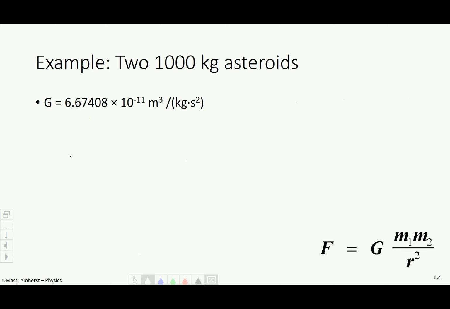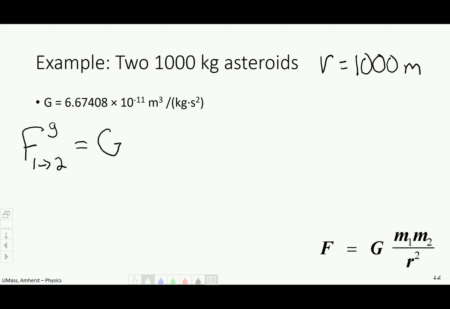So we're going to talk about two 1,000 kilogram asteroids, and we are going to say that they are 1,000 meters apart. So let's just find out what the force between them is. Super simple math. If we're going to find the force from one to the other, this is a gravitational force. We're going to start with big G, m1, m2 over r squared.